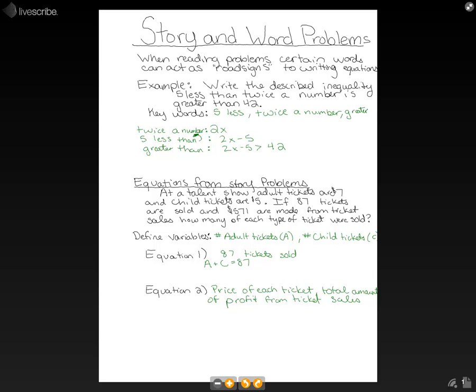So we can write an equation that says that $571 has to equal the profit from our child sales plus our profit from adults.